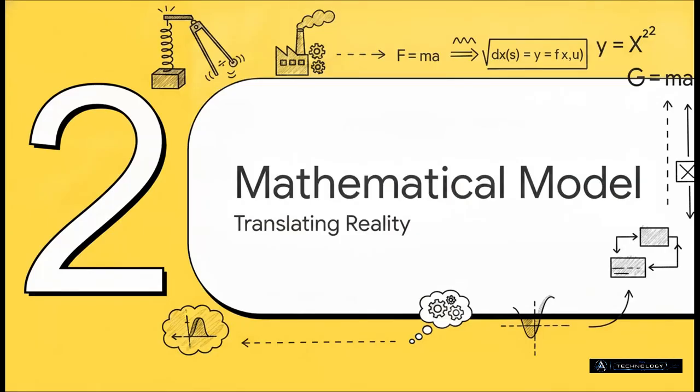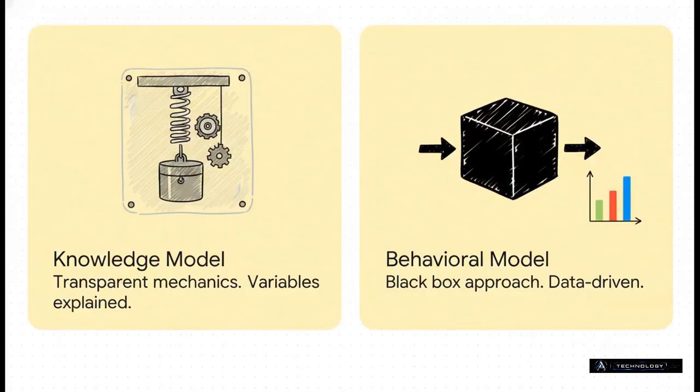Moving right along to section 2. Creating the mathematical model. This is where we translate reality into equations. Because to do any of that analysis we just talked about, we literally have to abstract our physical reality into something we can calculate. When we're building these models, we basically have 2 buckets to choose from. First up, we've got knowledge models. These are also known as phenomenological models, and they're built from the ground up using the strict laws of physics, chemistry, or biology. Every single variable in these equations actually means something tangible in the real world, stuff like mass, friction, or electrical resistance. Then on the flip side, we have behavioral models.